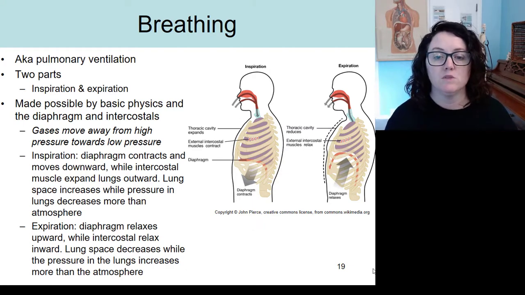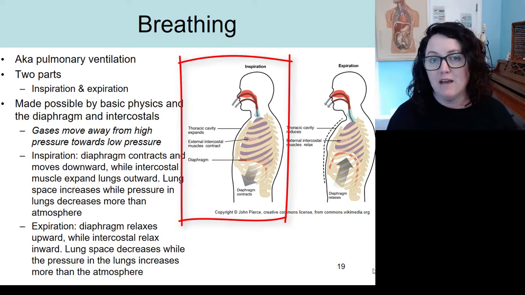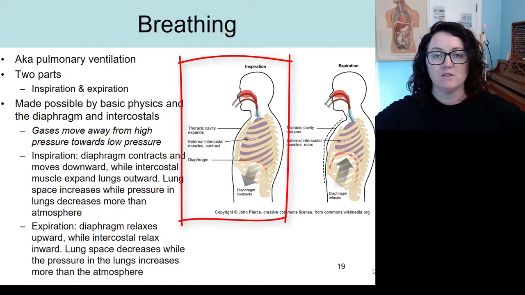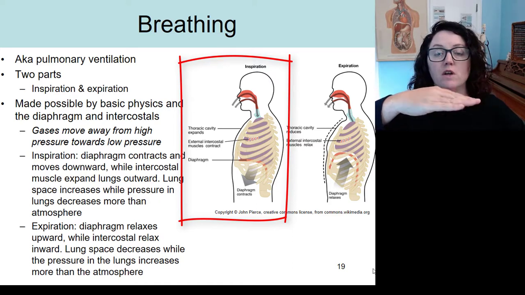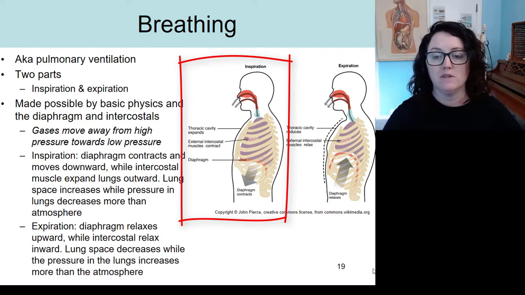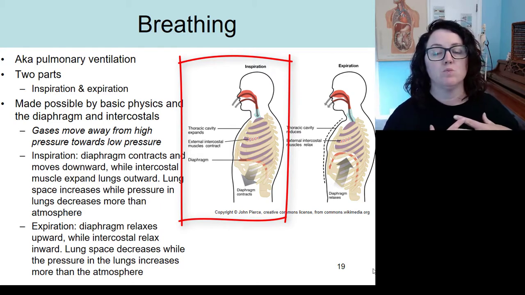During the process of inspiration, the diaphragm is contracting and moving downward. So as the diaphragm contracts, it moves downward. The diaphragm is a horizontal muscle in your body, and it lies just under your lungs and heart. So when it contracts, it moves down like we see in the image here. The intercostal muscles are also involved with inspiration. These are the muscles between your ribs. When these muscles contract, it expands the rib cage outward.